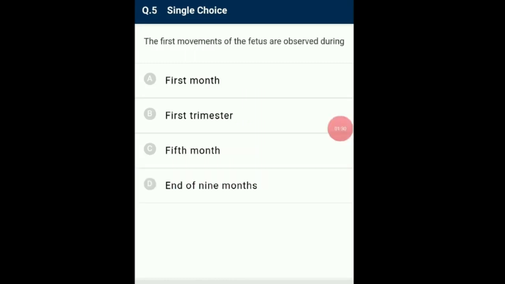The first movements of the fetus are observed during. Human pregnancy lasts for 9 months and it officially begins after implantation, that is 8th day after fertilization. The first sign of the developing fetus is recorded at the end of the first month as heart sounds, clear and audible. The fetus develops limbs and digits by the end of 60 days. Major systems also develop in the 3rd month of pregnancy. The first movements of the fetus and appearance of hair on the head are seen during the 5th month. So the answer is option C, during 5th month.